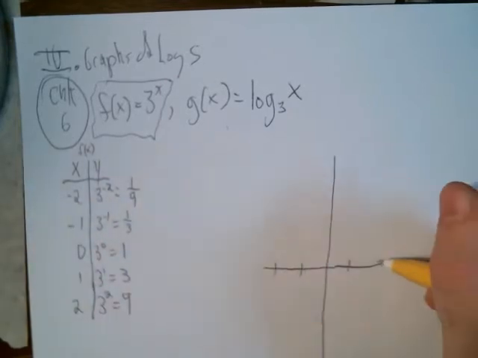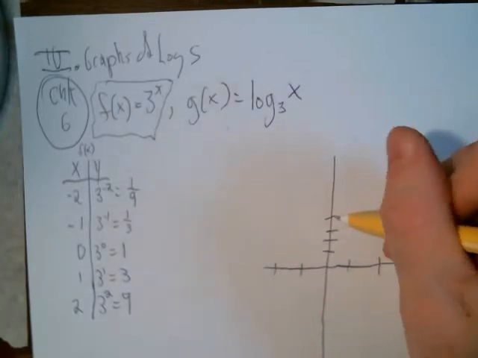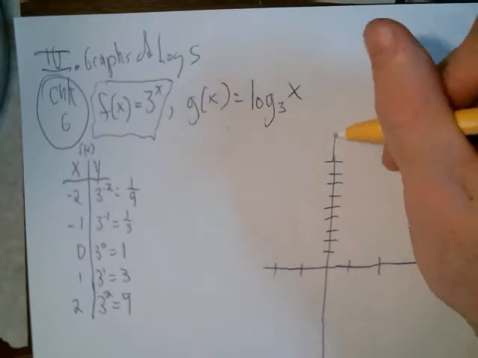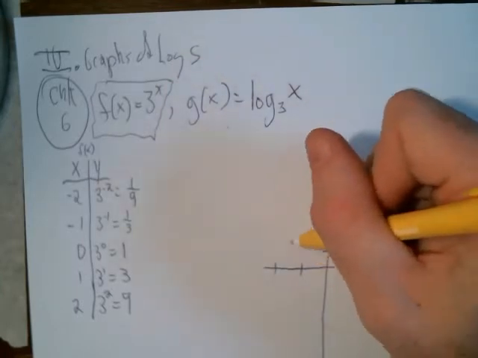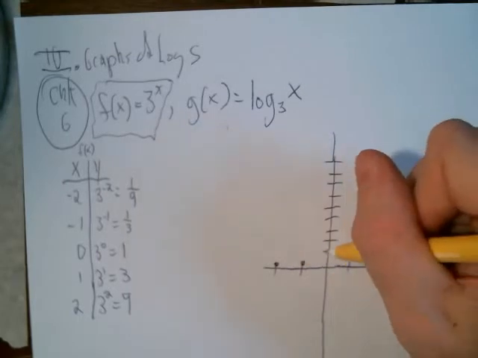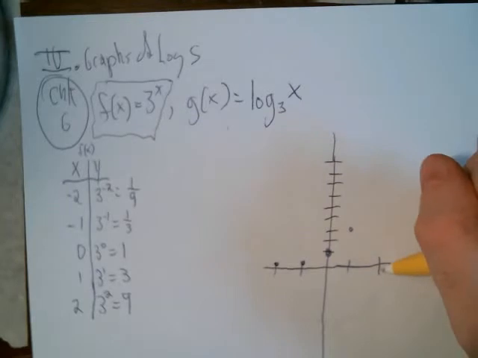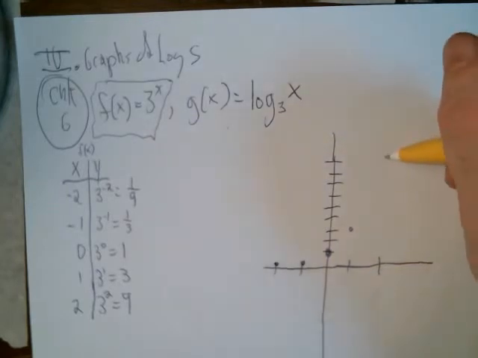So -2, 1/9; -1, 1/3; 0, 1; 1, 3; and then 2, 9.